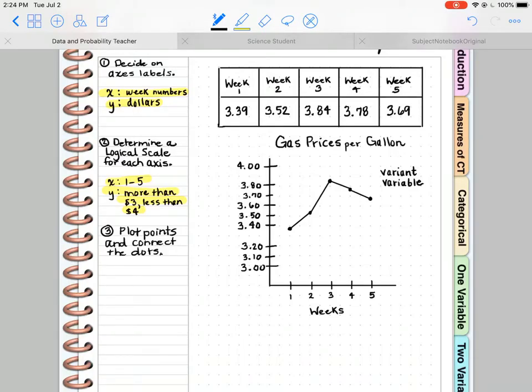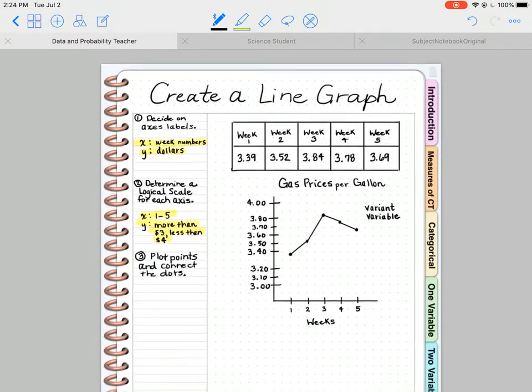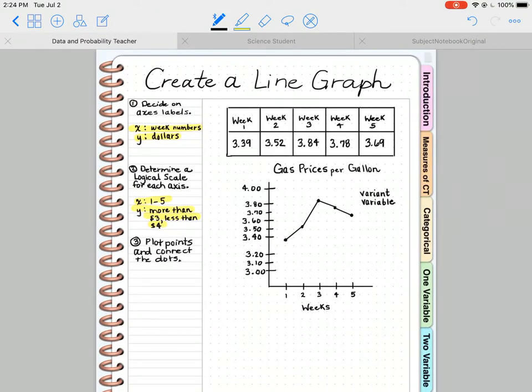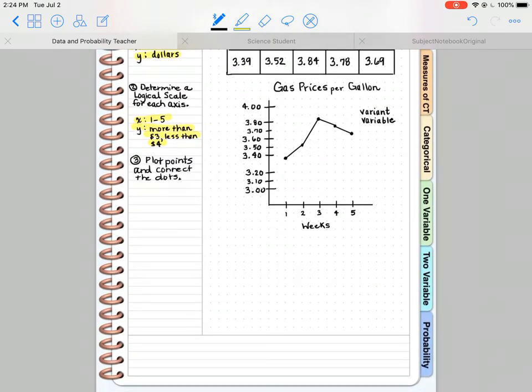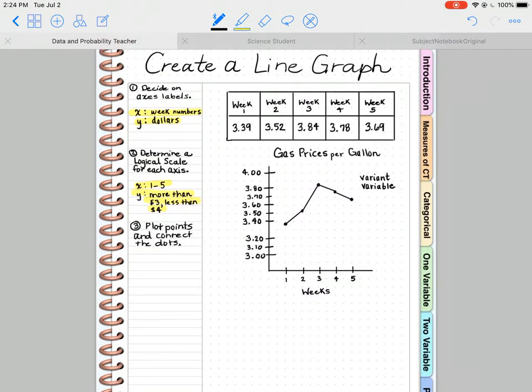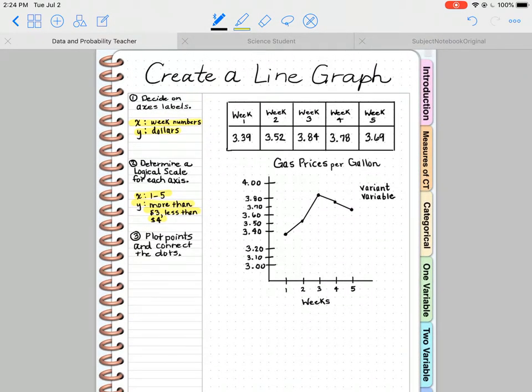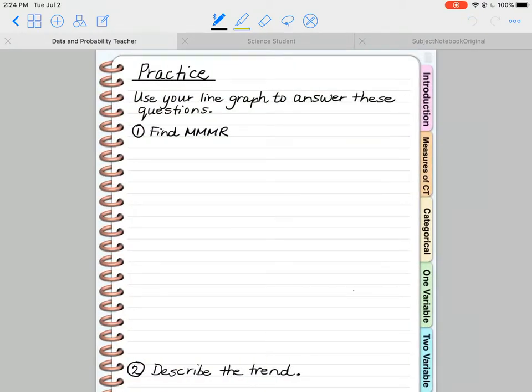Welcome back to the rest of this exercise on line graphs. I just left my computer on the page that we just finished in the last video. If you need to find this, we are in the module on two variables, in the line graph exercise. If you turn the page, it wants us to use our line graph to answer the questions. Find mean, median, mode, and range, and describe the trend. We already talked about the trend a little bit, but we'll do that again in just a second.